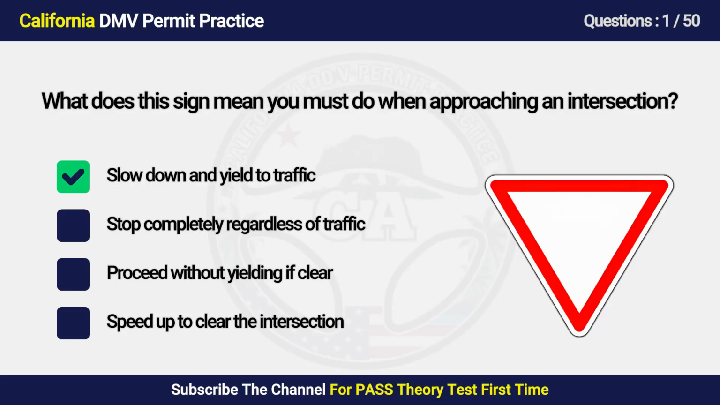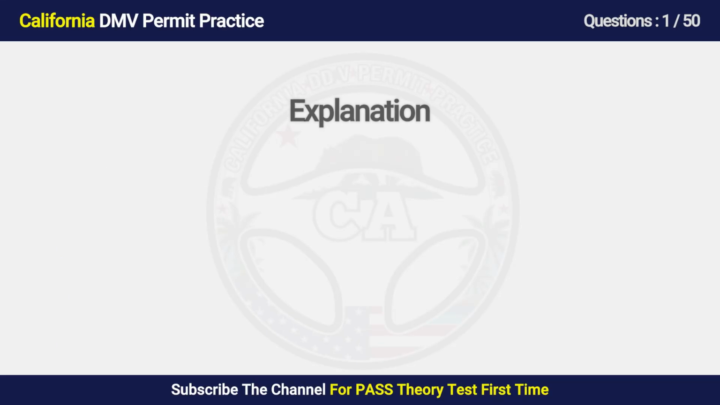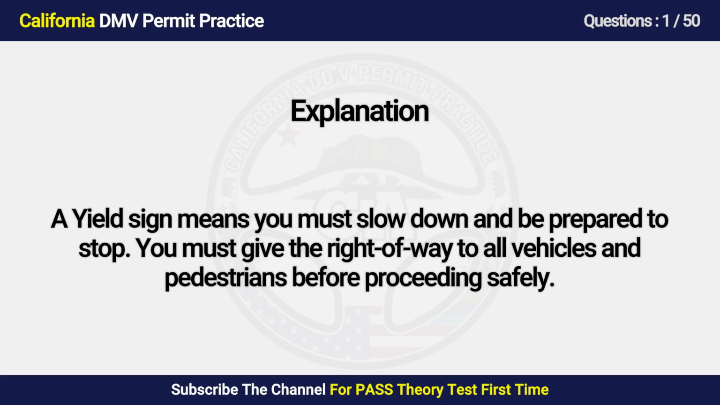Answer is A. Slow down and yield to traffic. A yield sign means you must slow down and be prepared to stop. You must give way to all vehicles and pedestrians before proceeding safely.